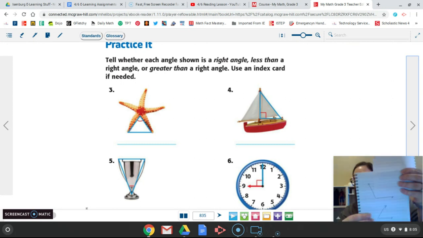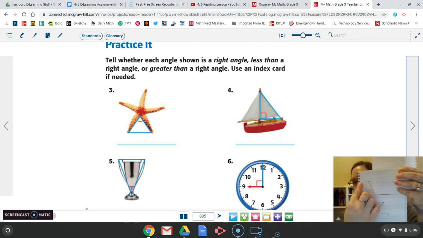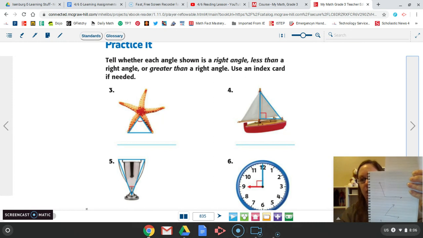Okay, I'm going to line it up with the corner. Okay, so the edge of my paper is right here. See how my angle is sticking out in this direction? That means it is bigger than 90 degrees because it went past the 90-degree angle. Okay, so this angle, my top angle, is bigger than 90 degrees.